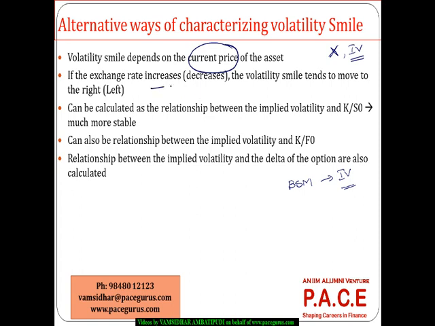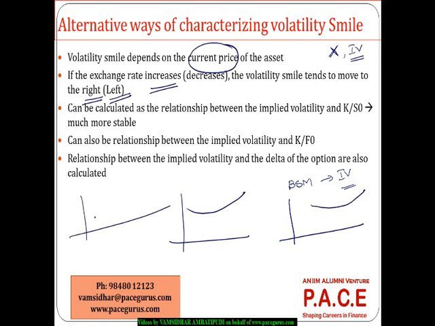Now if the exchange rate is increasing, I could see that the volatility smile is moving to the right. If the exchange rate is decreasing, it is moving to the left. So the same smile, probably it is like this at the current. If the exchange rate is increased, probably it is moving slightly to the right. If the exchange rate is decreased, probably the same thing is moving slightly to the left.